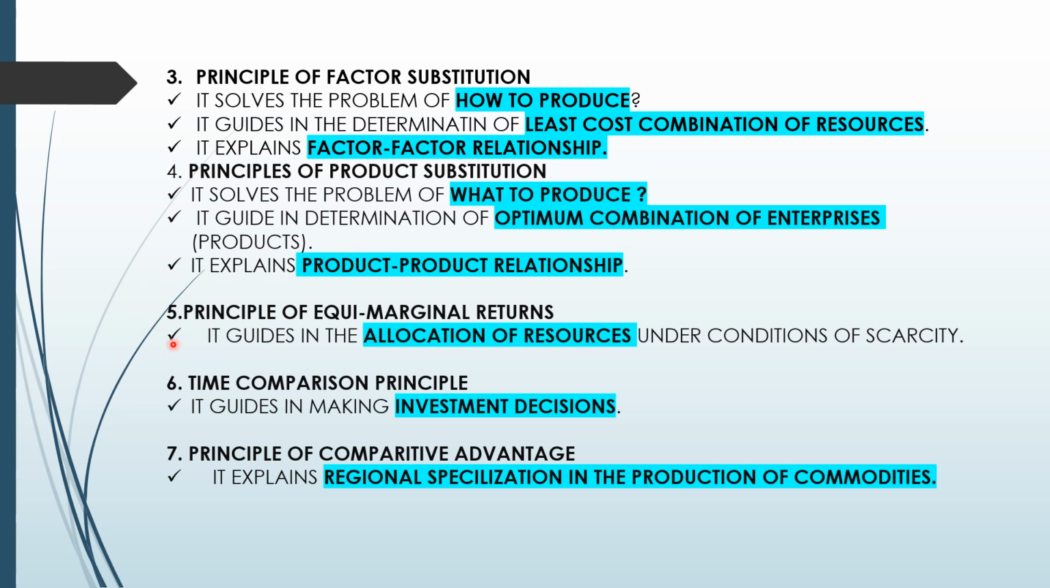And the fifth principle is the principle of equimarginal returns, and it guides the allocation of resources under conditions of scarcity. This equimarginal principle provides guidelines for the rational allocation of scarce resources. The principle says that returns from limited resources will be maximum if each unit of the resource is used where it brings the greatest marginal returns. That is, a limited input should be allocated among alternate uses in such a way that the marginal value product of the last unit is equal in all its uses.